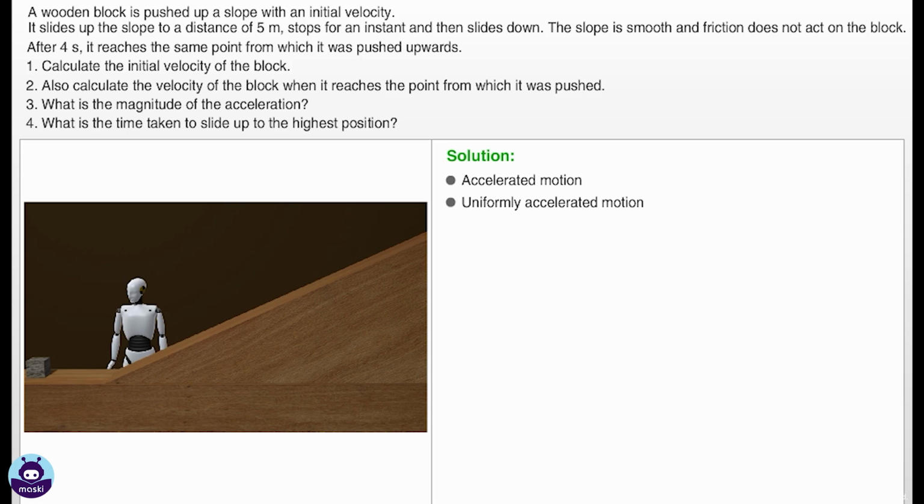Since the slope is smooth, there is no frictional force that opposes the motion of the block in its entire journey. If the slope is not smooth, the acceleration will not be constant, and this method of solving the problem cannot be used. The acceleration is directed towards the bottom of the incline, since the block is constantly pulled down in that direction. The block reaches the highest point, which is at a distance of 5 meters from the point where it was pushed up.